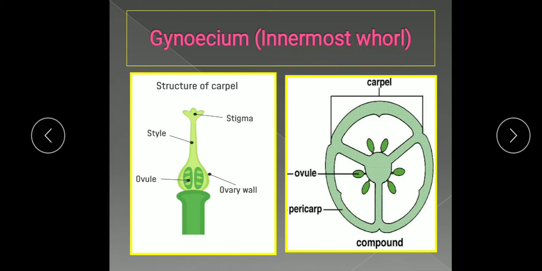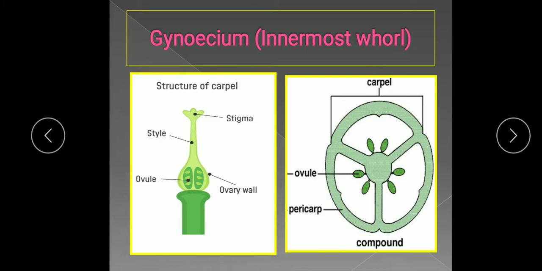Now what is a carpel? Here you see the structure of a carpel. A carpel is the unit of the gynoecium, and consists of three parts, namely stigma, style, and ovary. Ovary is the enlarged basal part on which lies the elongated tube, which is called the style. The style connects the ovary to the stigma, and the stigma is the receptive surface for the pollen grains.